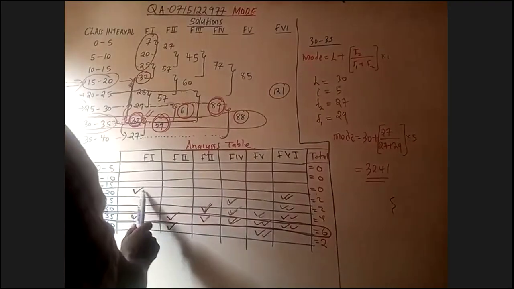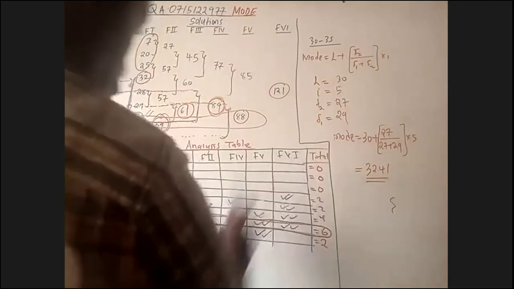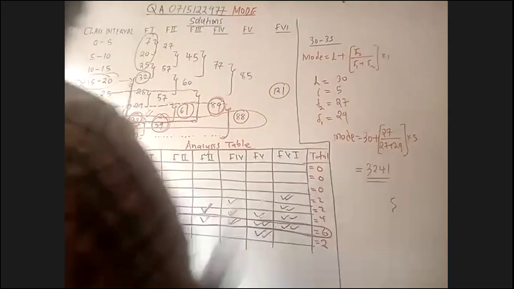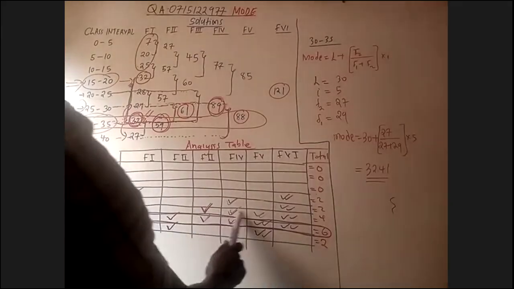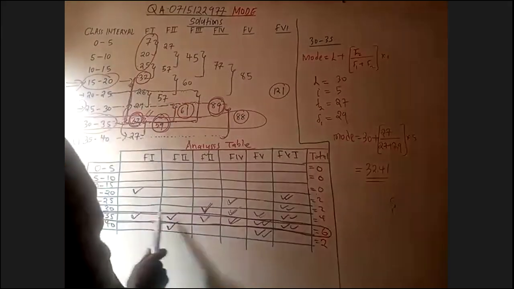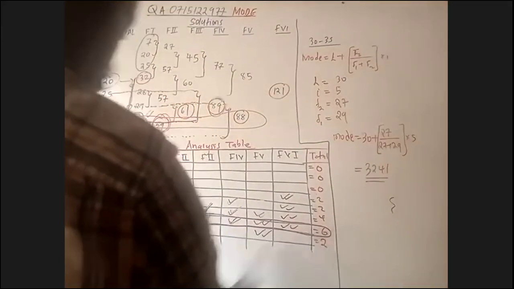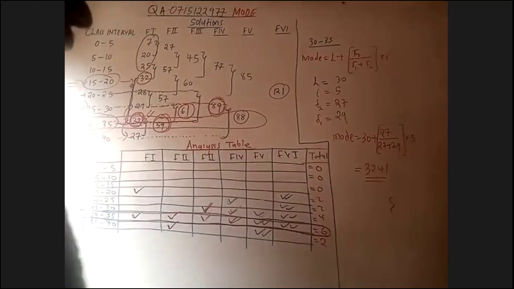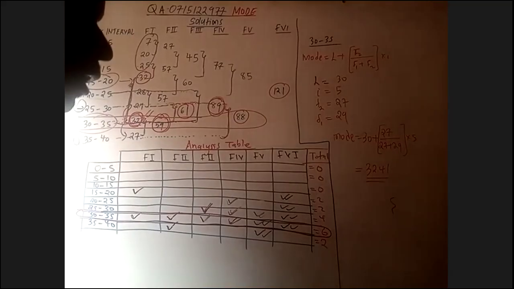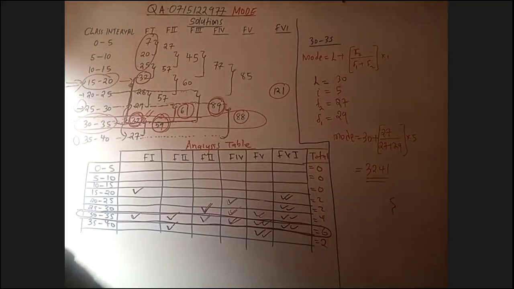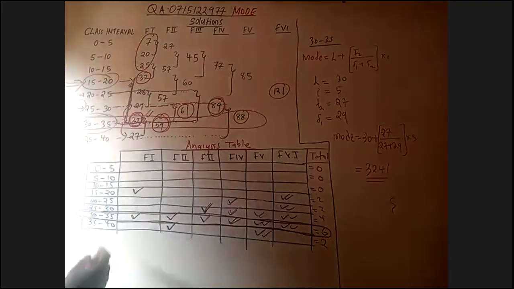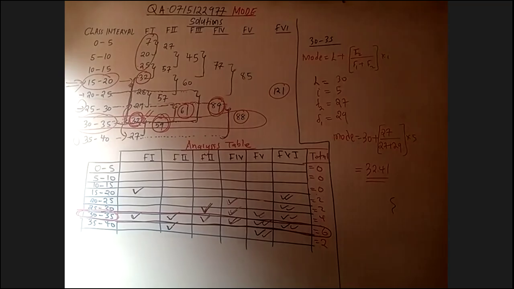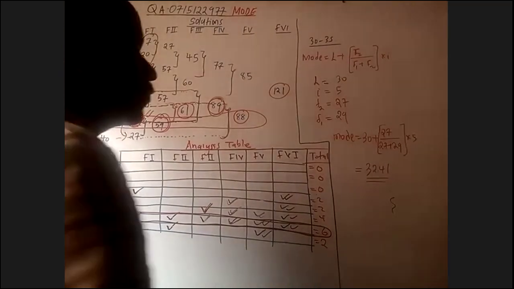The second one has 1 2, I just put it there. The other one has 1 2, I put it there. Next 1 2 3 4. Next 1 2 3 4 5 6, that is 6. Then 1 and 2. Now for this total, you look at the one with the highest frequency. That is your model class now. Now our highest is 6. So meaning our model class is 30 to 35.